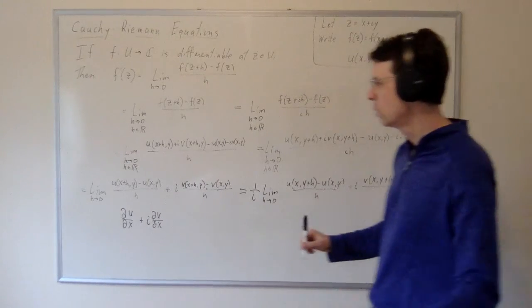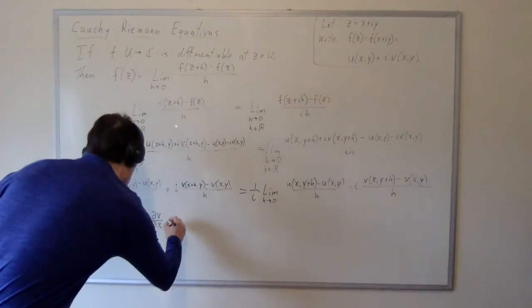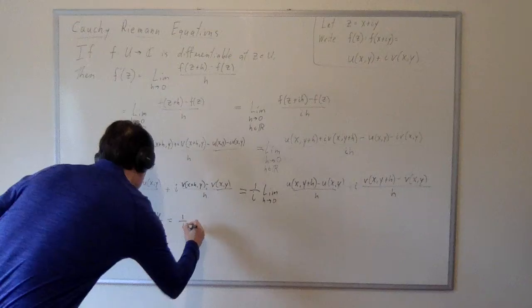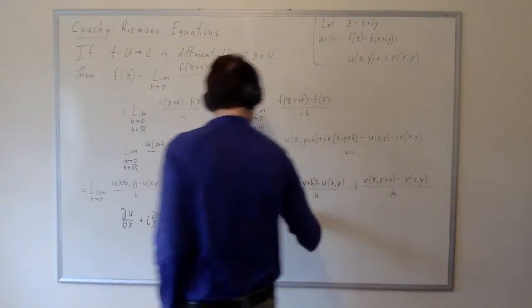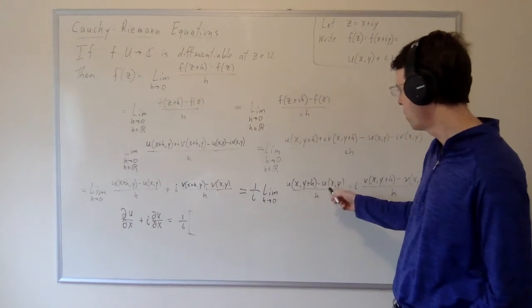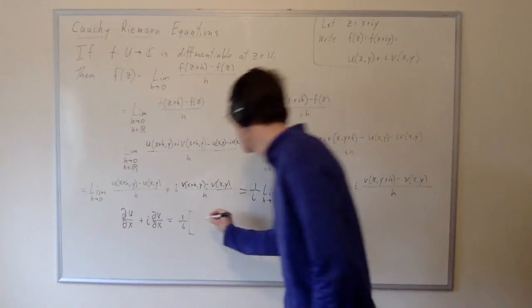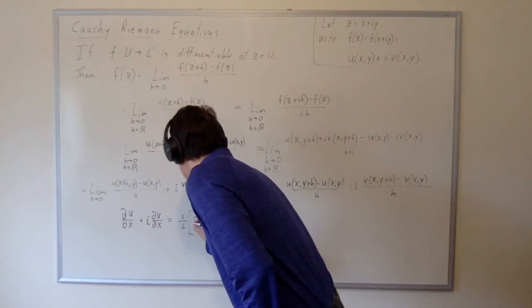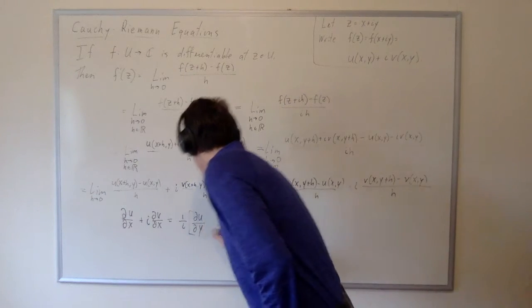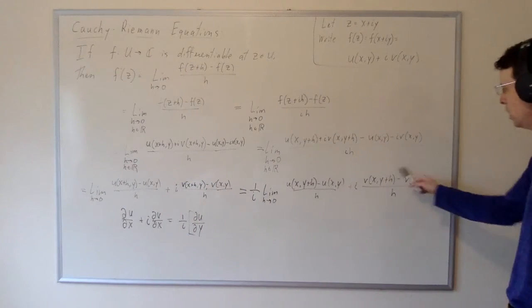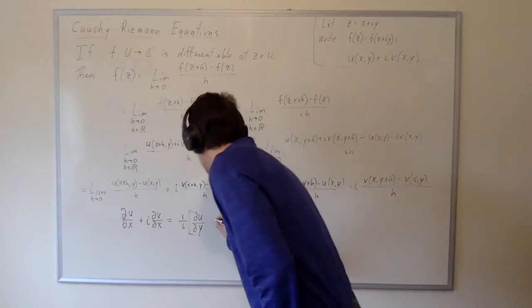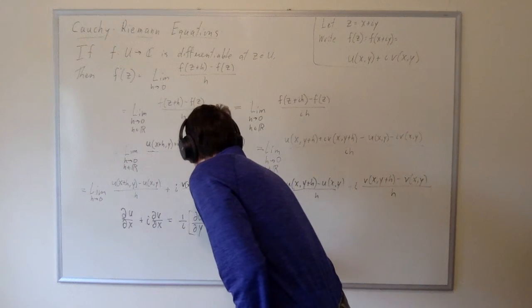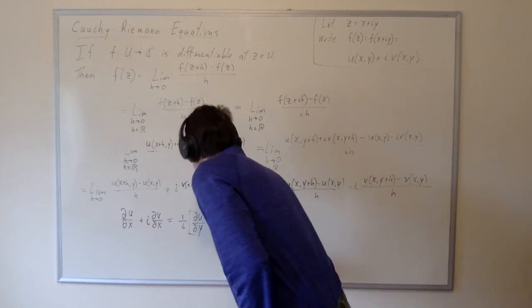Now here we have the 1 over i, so this is equal to 1 over i, times, and what else do we have here? This thing, by definition, is the partial of u with respect to y. So that's partial u with respect to y, and this thing, by definition, is the partial derivative of v with respect to y. So that's partial v, partial y.